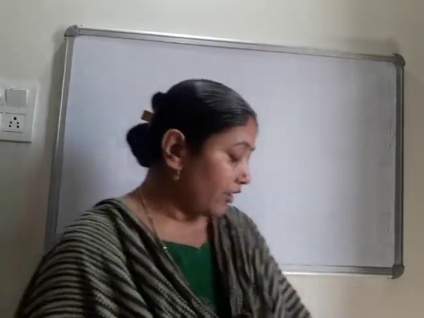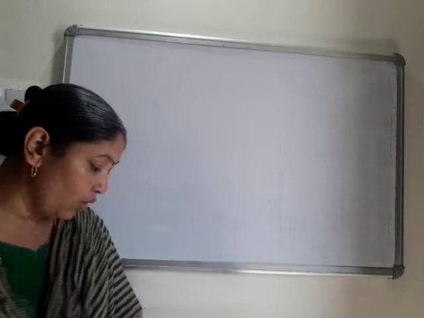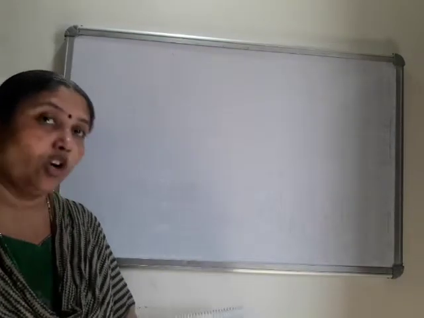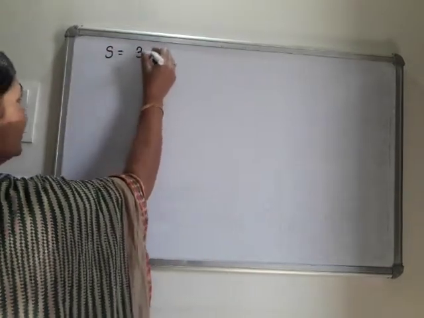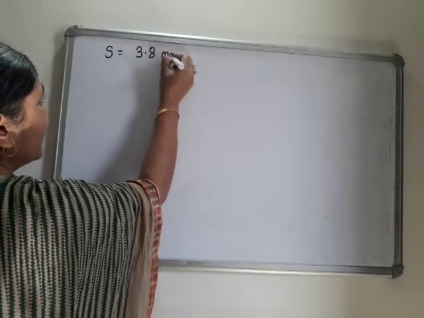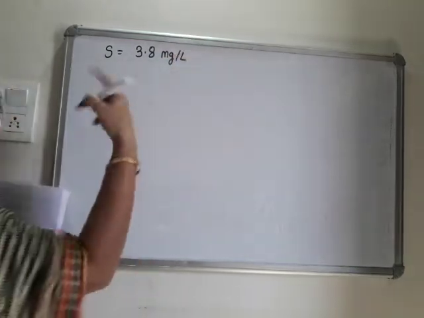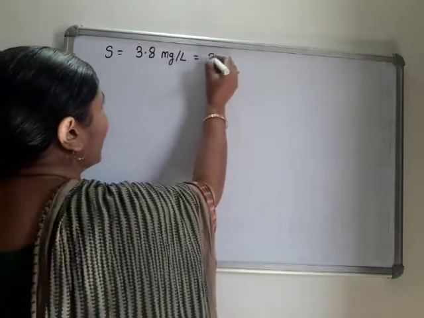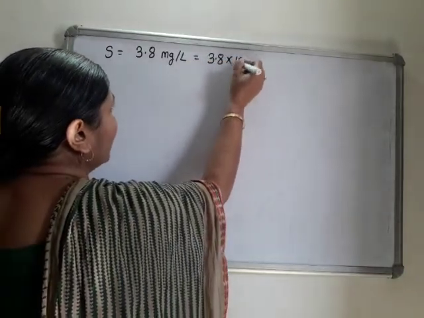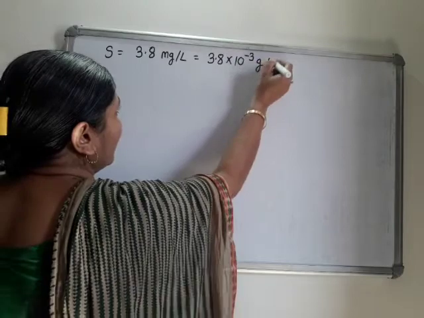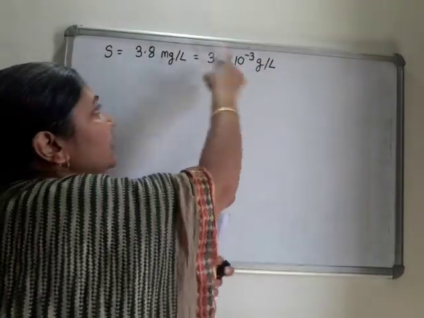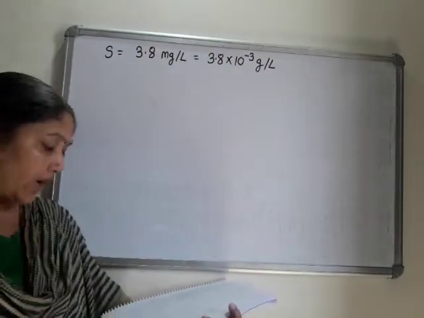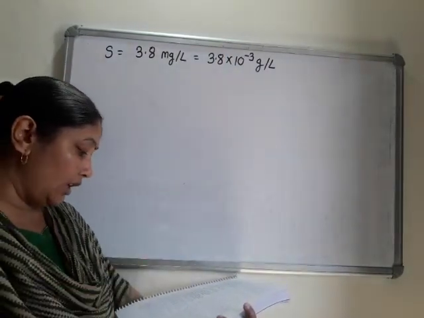What is given? Fish generally needs O2 concentration in water at least 3.8 mg per liter. This is solubility given. 3.8 milligram per liter. Convert this into gram per liter. So that is equal to 3.8 into 10 raised to minus 3 gram per liter. 1 gram is 1000 milligram. So milligram to gram means into 10 raised to minus 3. This is in gram per liter.